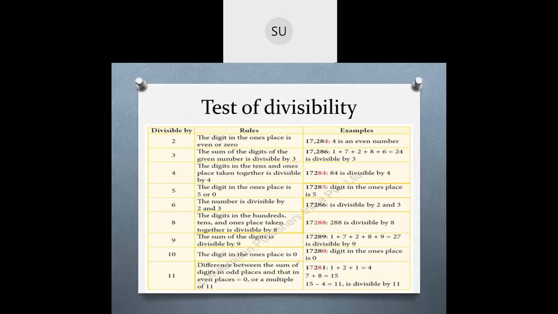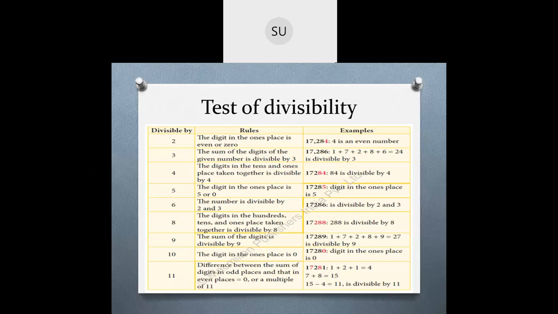Then divisibility test for 6. For 6, if the number is divisible by 2 and 3, then that number will be divisible by 6 also. So to check if it is divisible by 6, you first check with the divisibility rule for 2 and then check with the divisibility rule for 3. If the number is divisible by both 2 and 3, then it will be divisible by 6 also. Then 8, just like 4, where you check if the tens and ones together are divisible by 4, for 8 you check if the digits in hundreds, tens and ones together are divisible by 8. If they are divisible by 8, then that number will be divisible by 8.